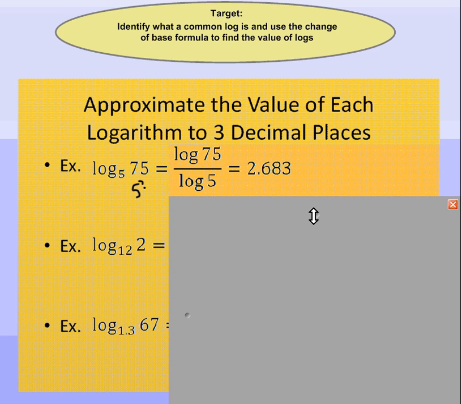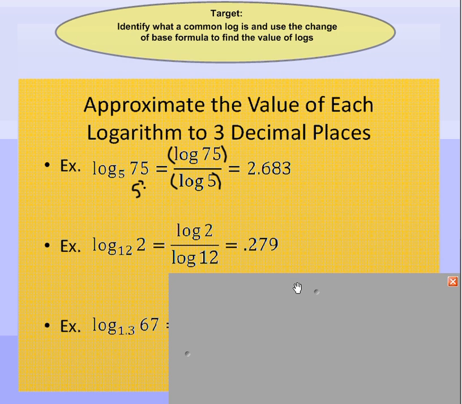You take the common log of 75 divided by the common log of 5. I suggest when you're inputting this in your calculator, use parentheses, and you have your value. Same with the next one, log base 12 of 2. You cannot rewrite 2 as a power of 12, so we write common log of 2 over common log of 12, and we have our value.